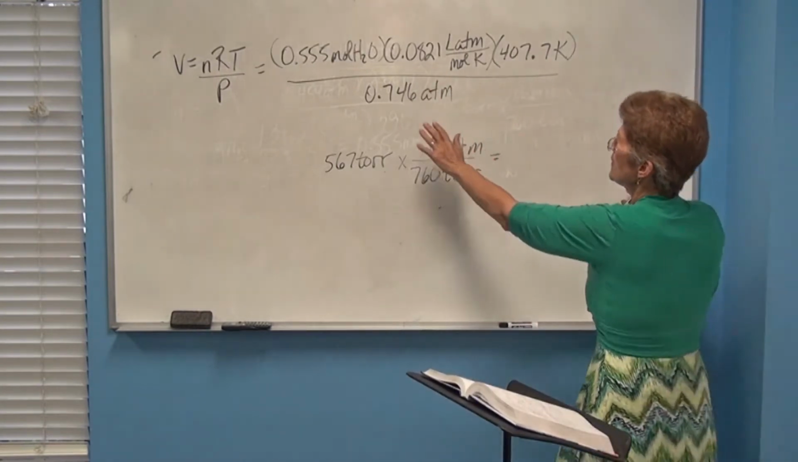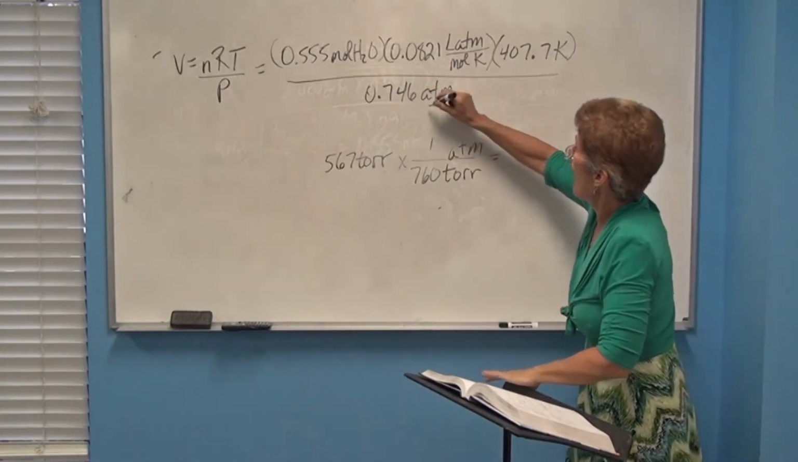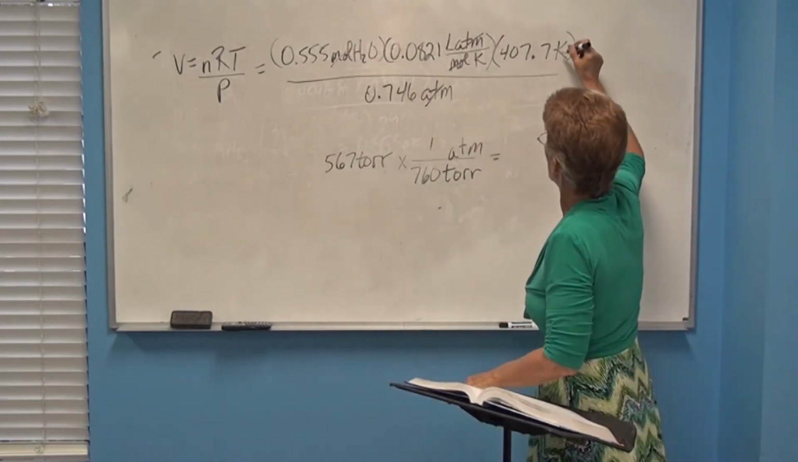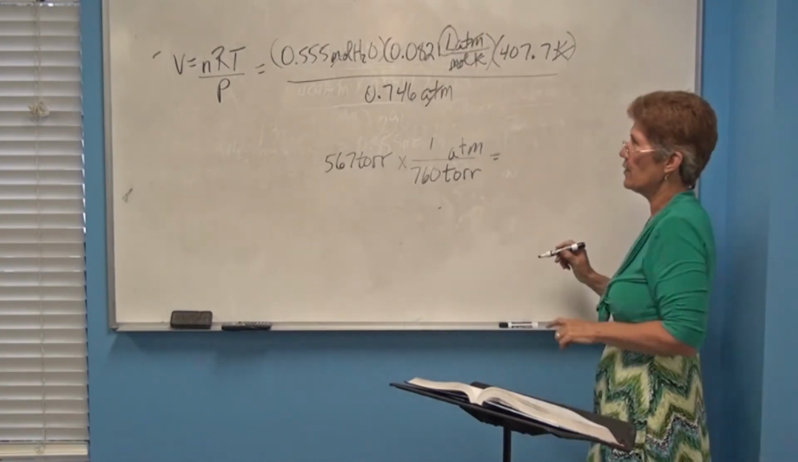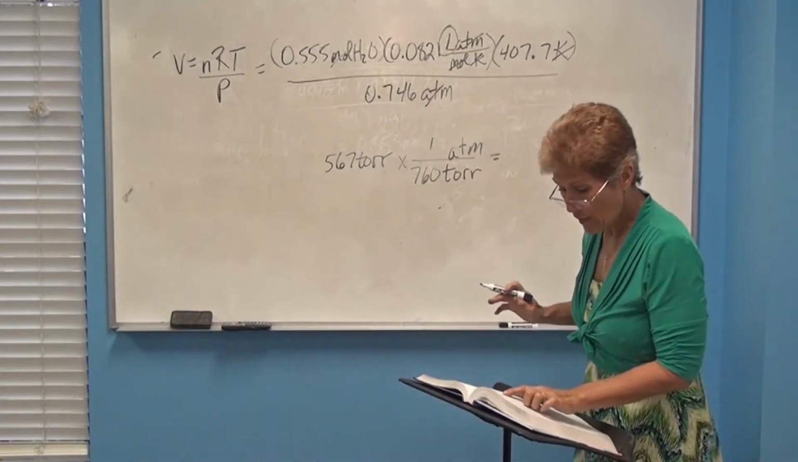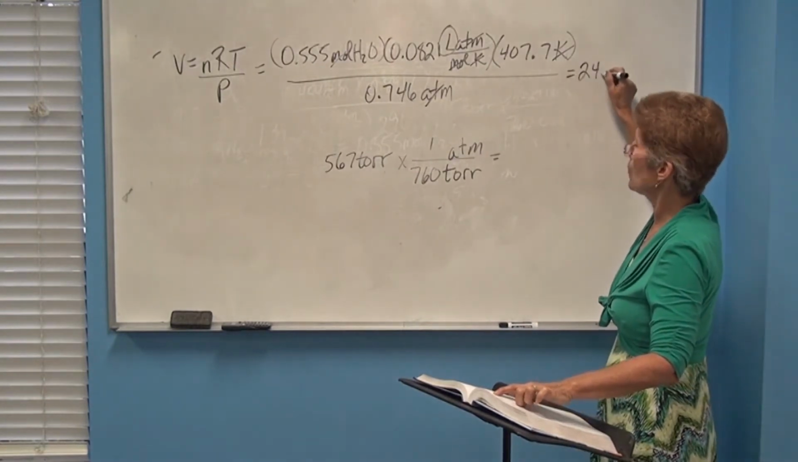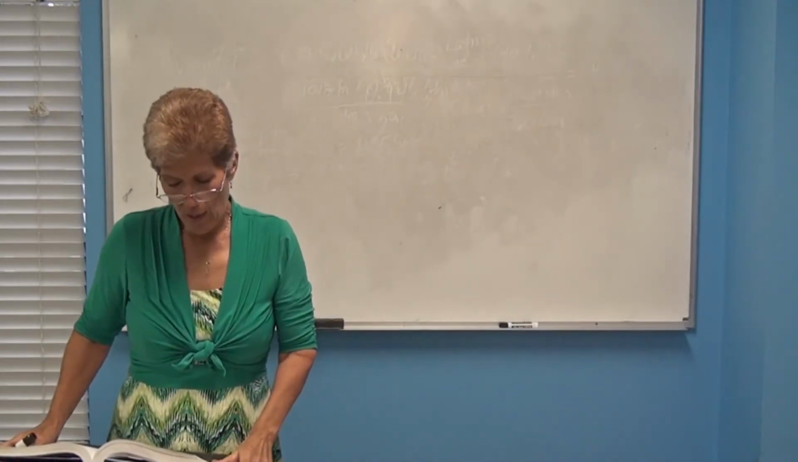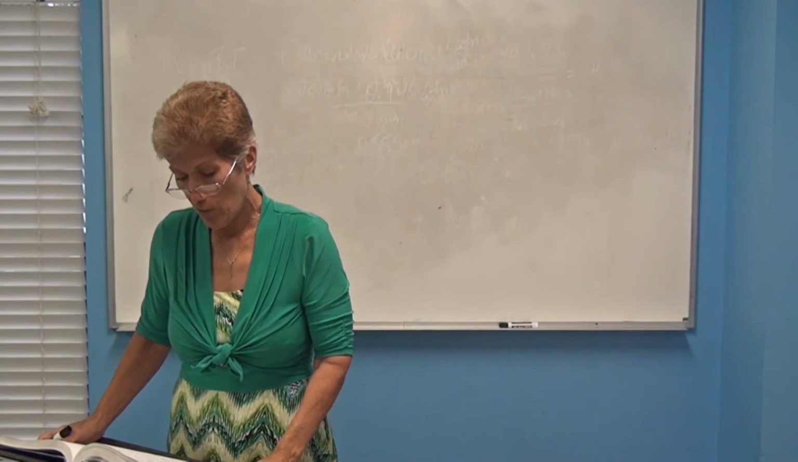Let's see, 3 significant figures. So it's going to be limited to 3 significant figures. Atmospheres will cancel. Moles will cancel. Kelvin will cancel, so we'll be left with liters, which is what we were looking for. That's good. And so in 3 significant figures, it's going to end up being 24.9 liters.